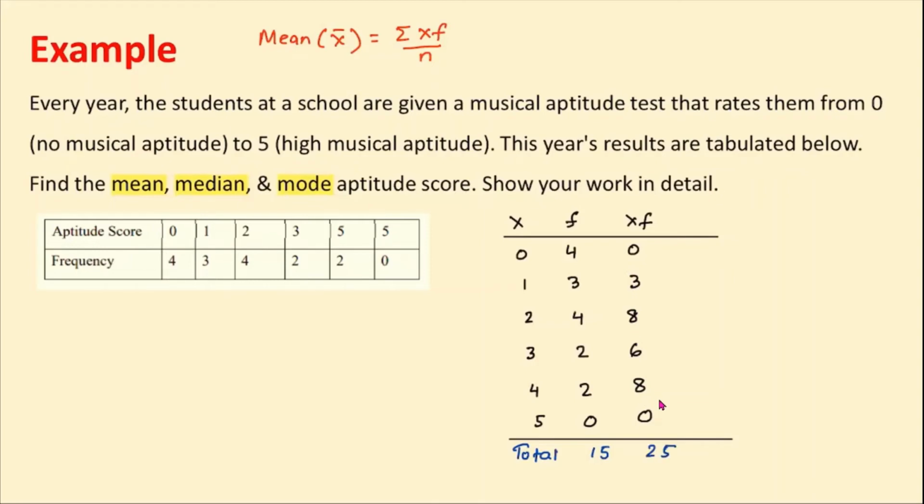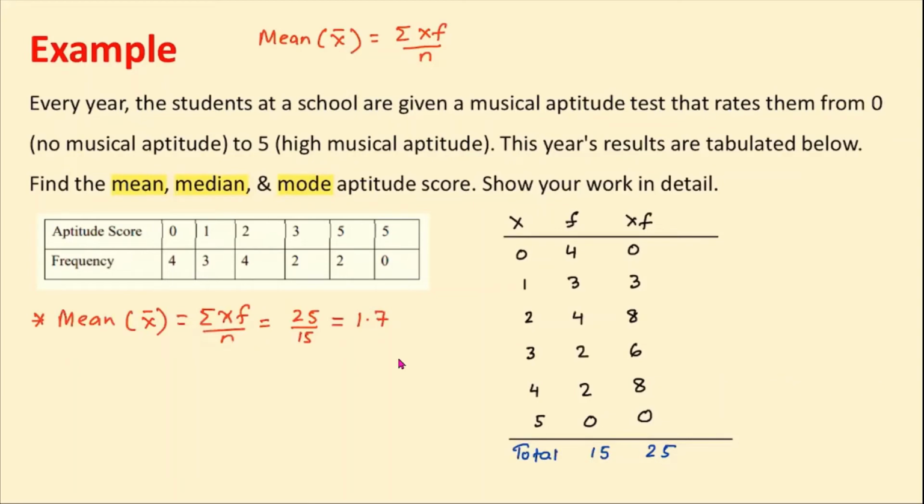To answer the first part, mean: we can say the mean x bar is the sum of x times f over n, which is equal to 25 divided by n. n is the total number here, which is 15. So 25 over 15 is 1.7. So the mean is 1.7.